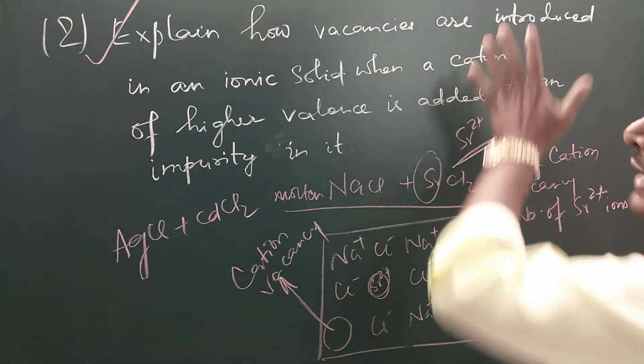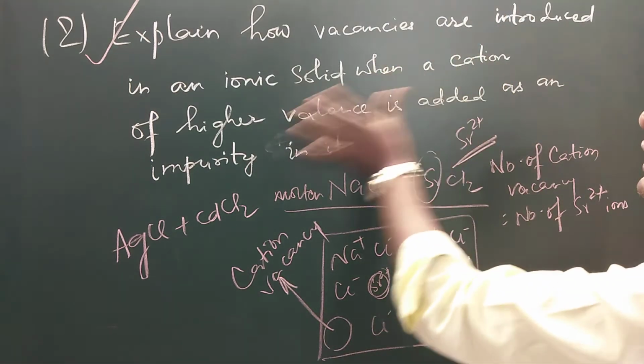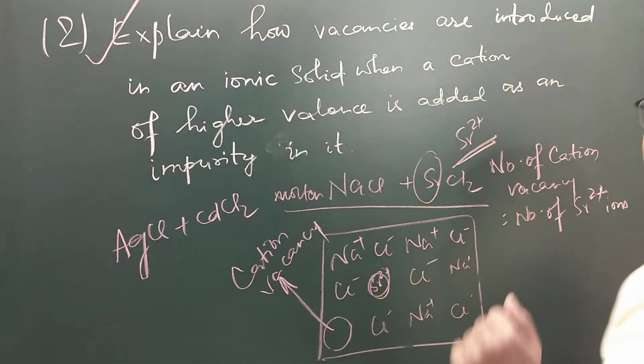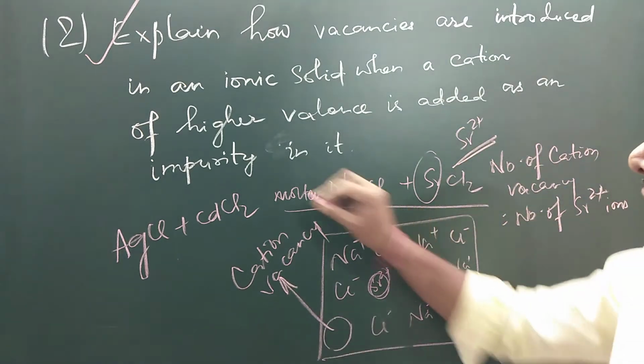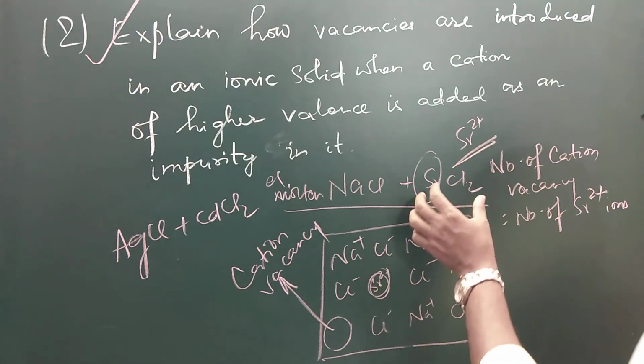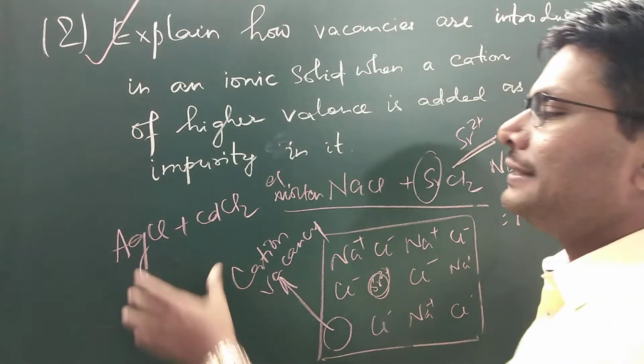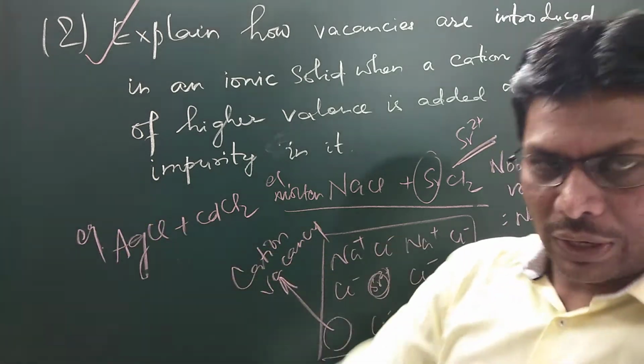So how are vacancies introduced in an ionic solid? When a cation of higher valence is added as an impurity in it, it causes impurity defect. And I have given two examples: one is molten NaCl when mixed with SrCl2, another is AgCl mixed with cadmium chloride.